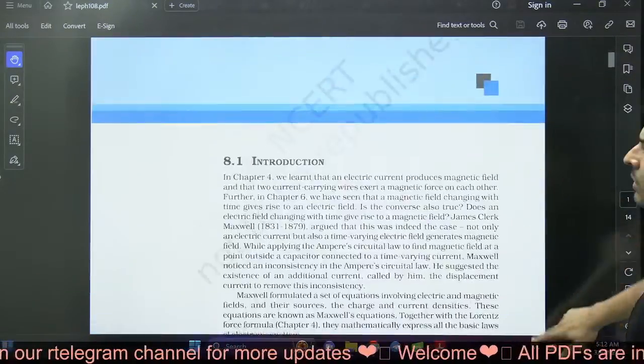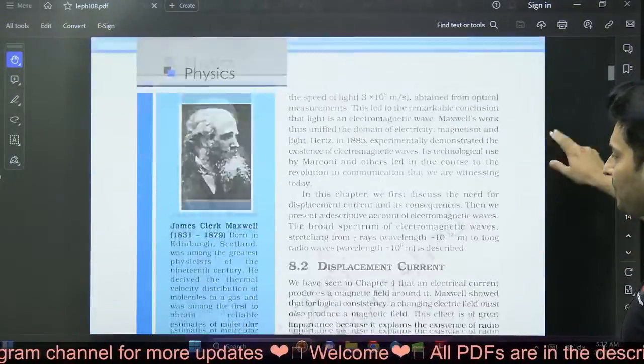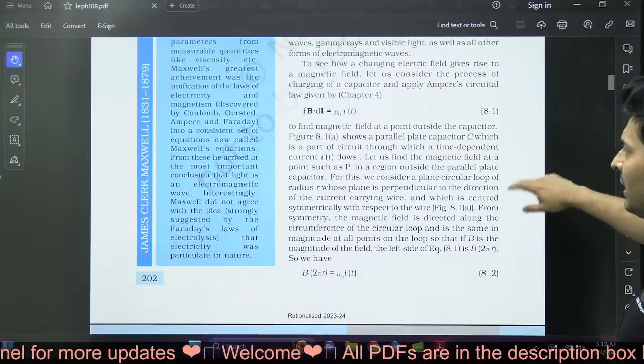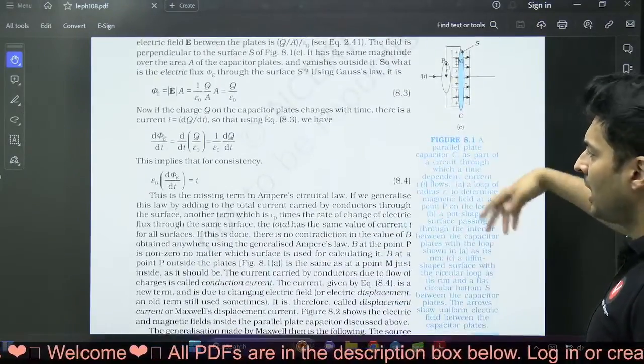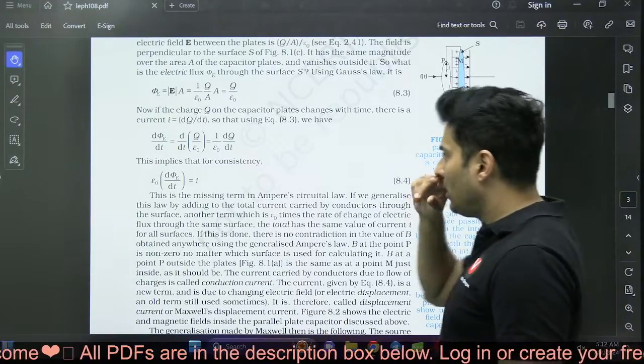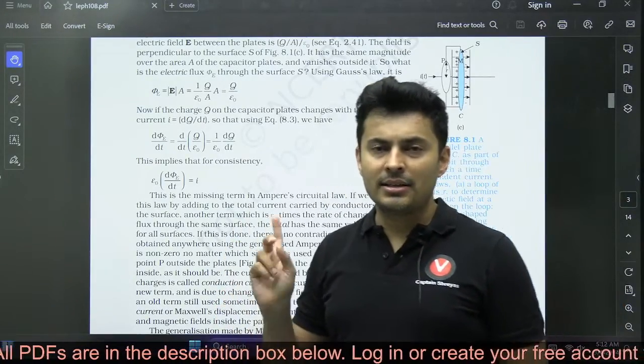Let's do this. What is the next chapter? Electromagnetic waves, displacement current. The first part is Maxwell's equations and displacement current. So there are two kinds of current. Conduction current is the actual current.